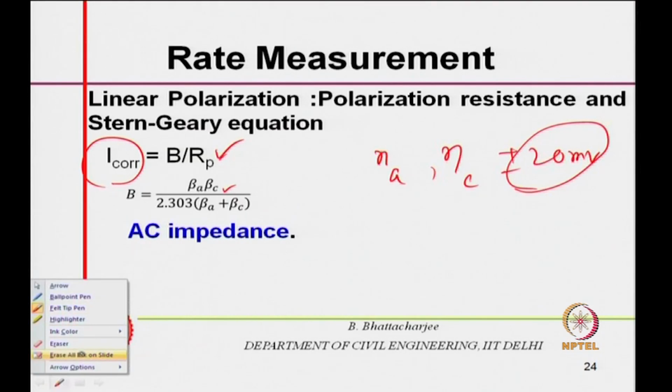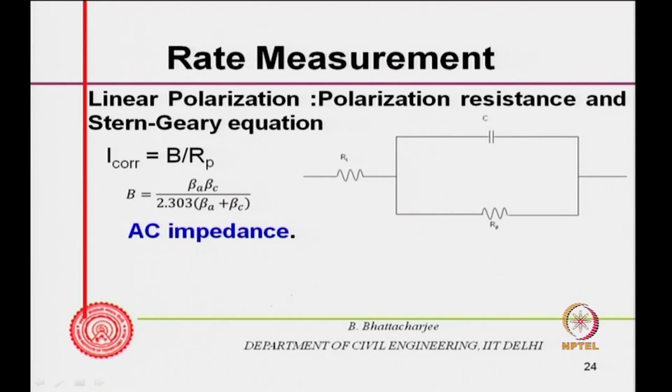But this R p I can also find out from AC impedance spectroscopy. In this one, the electrical double layer, or the interface of the bar and the surrounding, is modeled as a capacitance and the polarization resistance. When you apply DC current, you get the polarization resistance. But when you apply an alternating current, because there are two phases and an interface, it will have a capacitance, which can store and release charge.